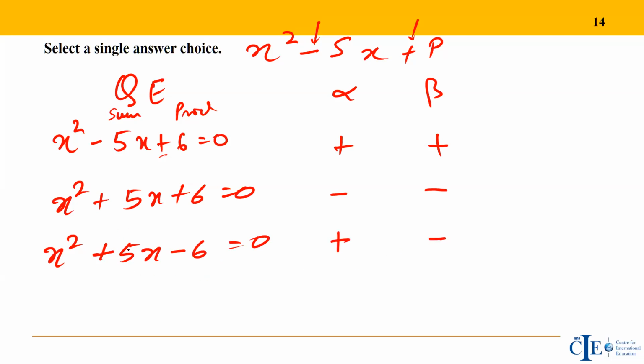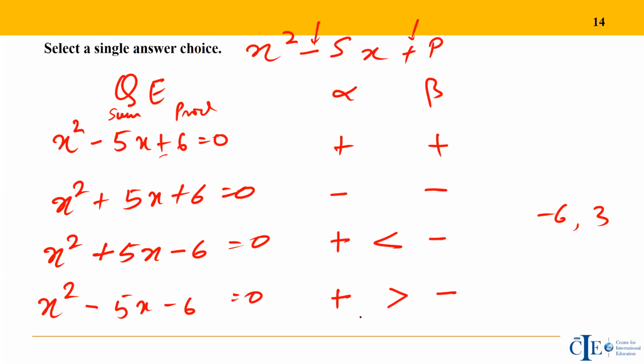The overall sum of the two is also negative, because that minus is changed to plus, which means the negative one has a higher magnitude. So the roots would be something like, say, minus 6 comma 3, where the sum is minus 3 and the product is minus 18. And if it is x square minus 5x minus 6 equals to 0, again a positive and a negative, but this time the magnitude of positive is greater.